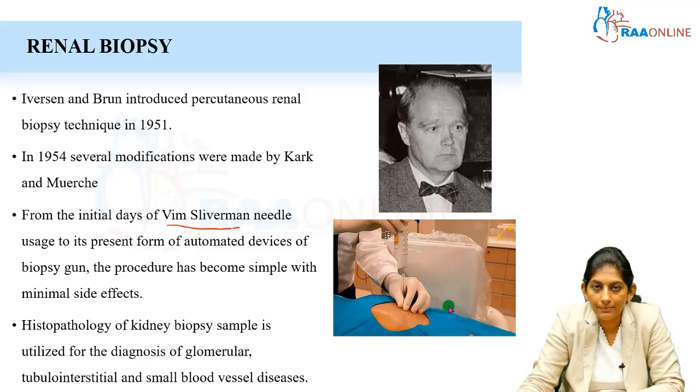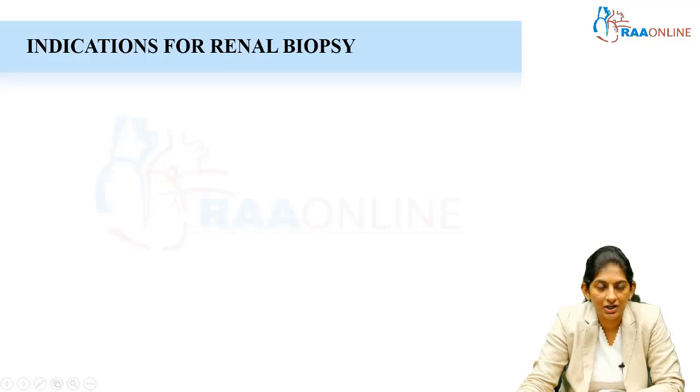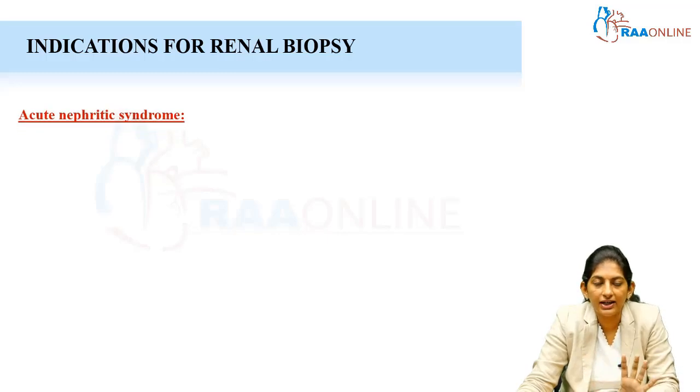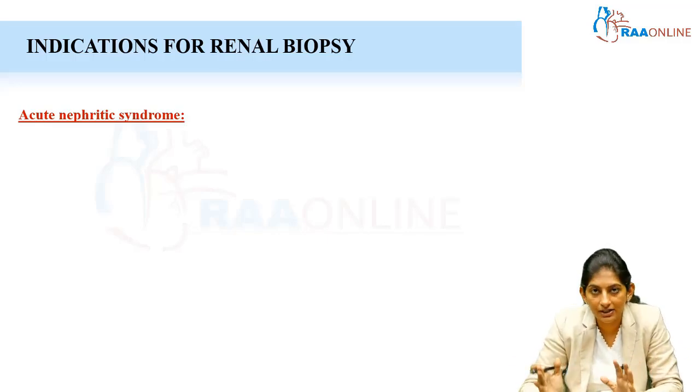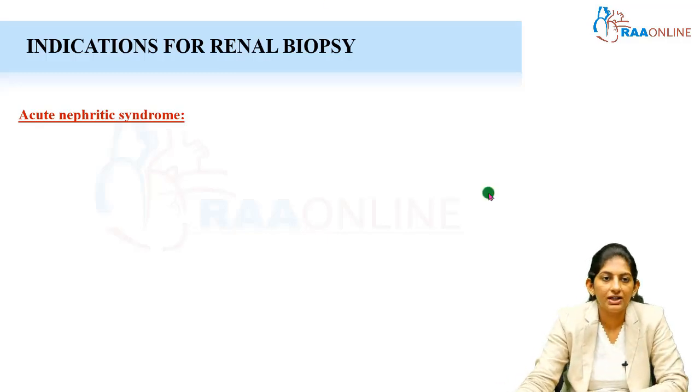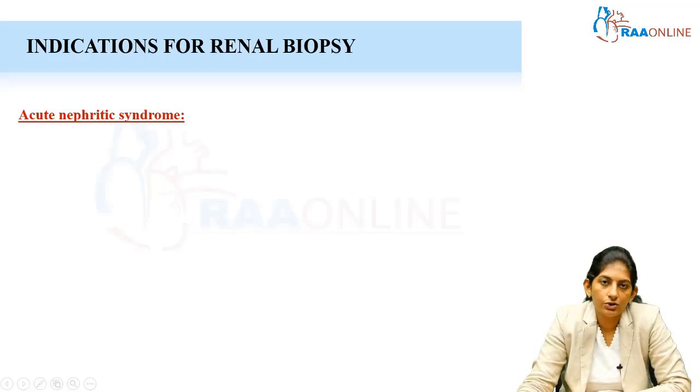Whatever biopsy sample that we receive, we utilize it for the diagnosis of glomerular disease, tubulointerstitial disease and small blood vessel disease. So there are many indications for renal biopsy. We have talked about glomerular diseases, we have talked about tubulointerstitial diseases, etc., isn't it? So we will see if you get a case of acute nephritic syndrome, when it is indicated. In a case of nephrotic syndrome, when biopsy is indicated. Of course, we have discussed these separately under these chapters, but now we will do it collectively also, right? So in a child with acute nephritic syndrome, when all is it indicated.